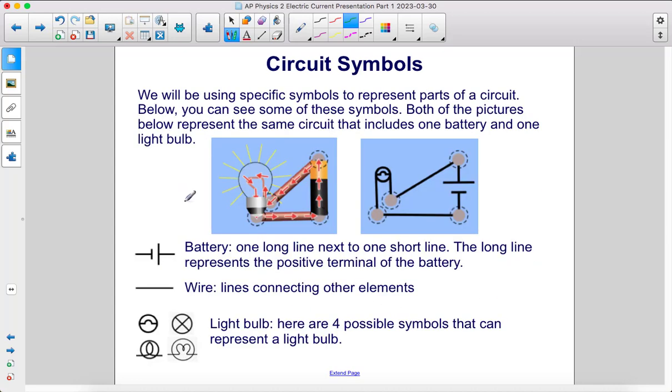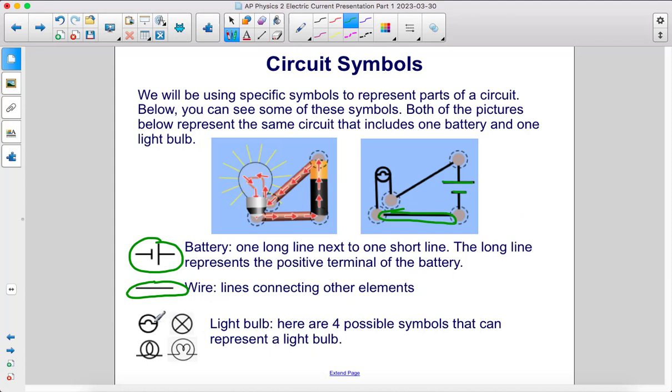We will be using specific symbols to represent parts of a circuit. Below, you can see some of these symbols. Both of the pictures below represent the same circuit that includes one battery and one light bulb. Here is the symbol for a battery. It's one long line next to one short line. Long line, short line. The long line represents the positive terminal of the battery. Any lines like this, shown here, are wires that are connecting elements together.